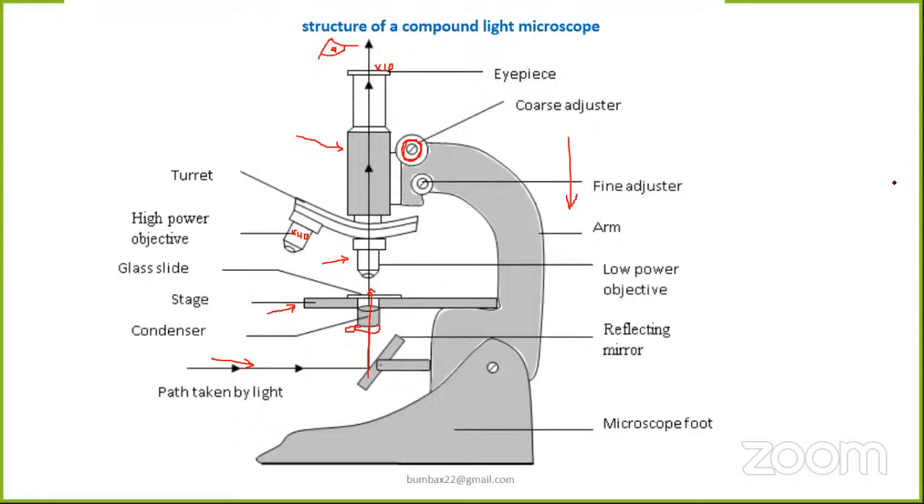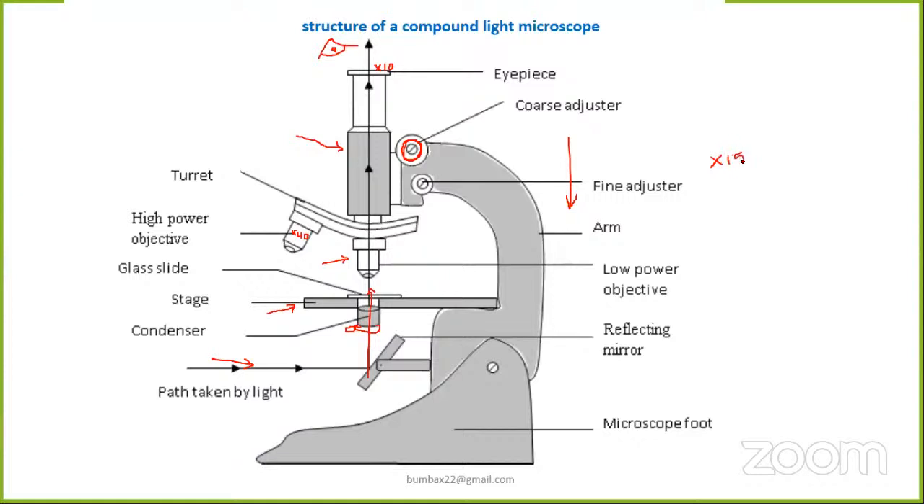Yes, Matthew, unmute and you ask. Okay, let me first take on those questions. What's the difference between a hand lens and this light microscope? Now, a hand lens has a limited magnifying power. As I told you, it can have up to times 15. You can magnify something up to 15 times.